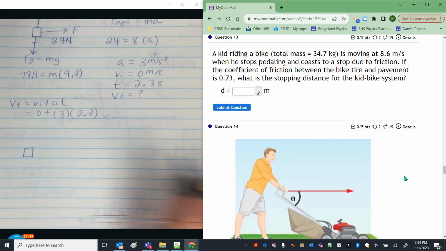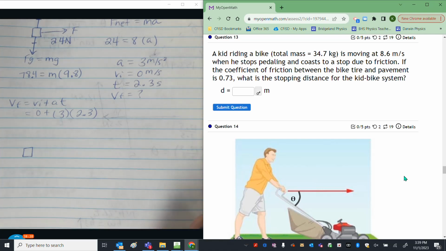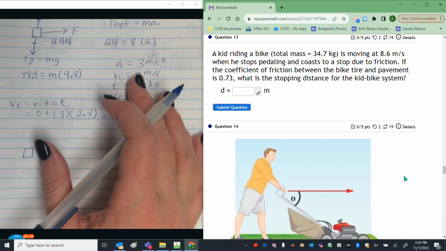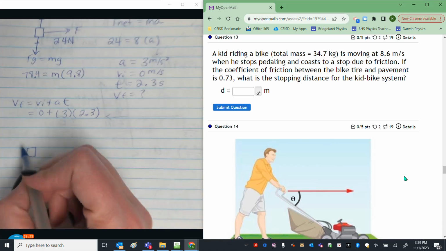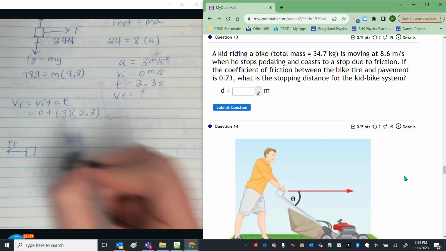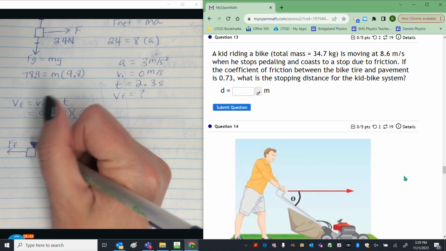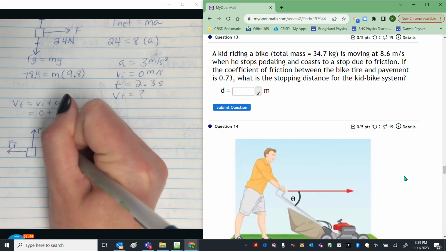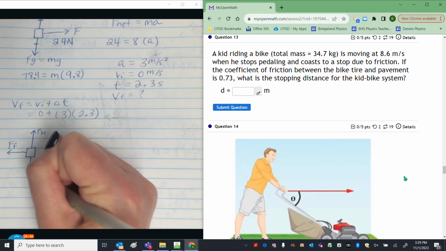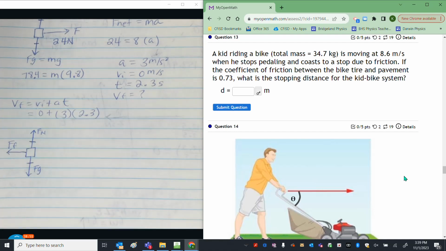I have a bike. The bike is moving at 8.6 meters per second, and he stops pedaling and comes to a stop due to friction. So he's no longer pedaling. The only force acting on him as he coasts along now, his net force, is his force of friction, because he's not pedaling forward. He does still, of course, have the support force from the road, Fn, and the force of gravity acting on him due to Earth's gravitational field. These are equal and opposite because his bike is not accelerating up or down. So that's your free body diagram. My net force will be force of friction.